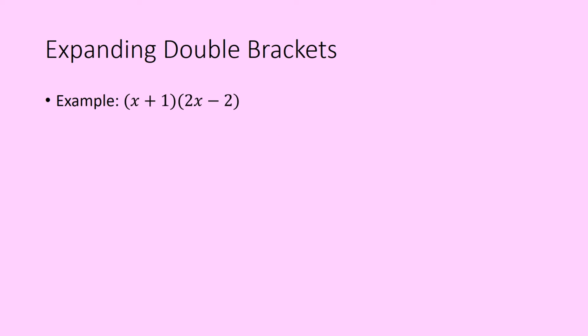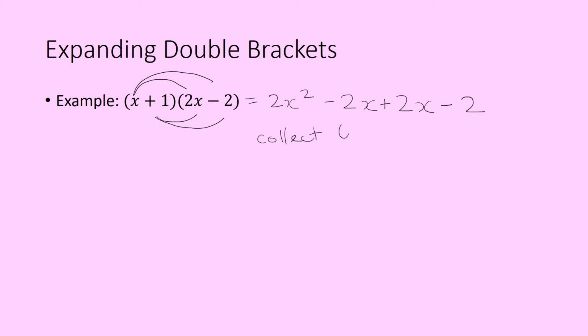Here's another example. So we've got x plus 1 in brackets, and then we've got 2x minus 2 in another bracket. So x has got to times by the 2x and the minus 2, 1 has got to times by the 2x and the minus 2. So we get 2x squared minus 2x plus 2x minus 2. Collect like terms. Well, here we have a minus 2x and a plus 2x, so it ends up with 2x squared minus 2, because those x terms cancel out.